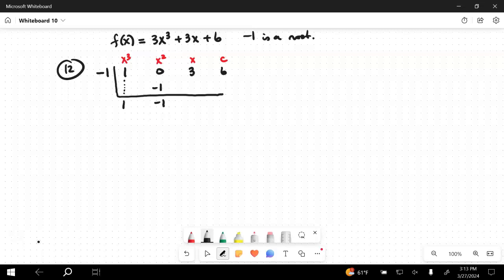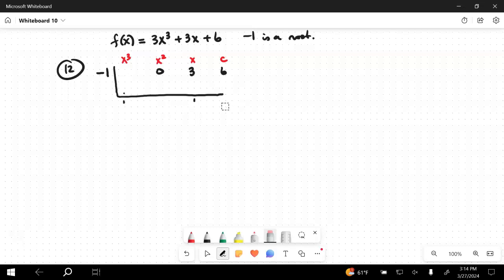Negative 1 times negative 1 is... oh, let's see. 1, which is going to be 4, and negative 1 times 4 is negative 4, which is 2. I did something wrong. There's a typo or something here. So I'm going to omit this one. Oh, I know what I did. Sorry. Let me erase so we don't have to start all over again.